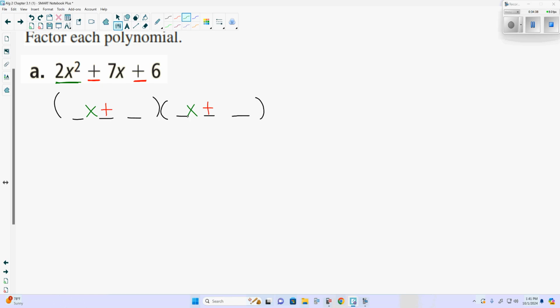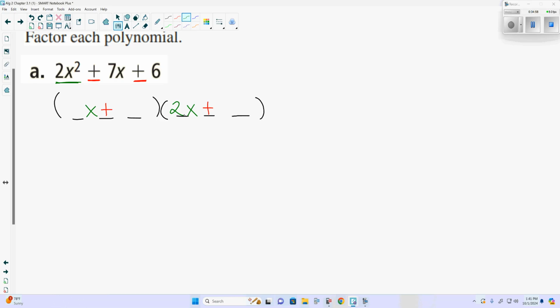Factors of 2 are 2 and 1. So we just need to find a place to put the 2, yes? Which one do we want to put it with? Doesn't matter which. We can put it with the first or second. Either one works. If you put it with the first, you can leave it there. It just might look a little different.